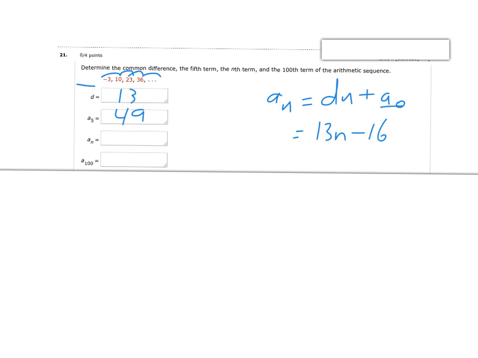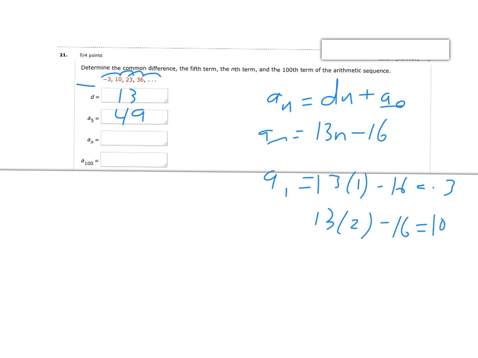You can check your pattern here. So if I plug in 1, I should get the first term as negative 3, and you can see that I do, so that's good. If you plug in 2, 13 times 2, I should get my second term, which is 10, which I do. So you can always check that pattern there. So 13n minus 16. And that makes it really easy to find a sub 100 because I just do 13 times 100, which is obviously 1300, minus 16. What would that be? 1284.